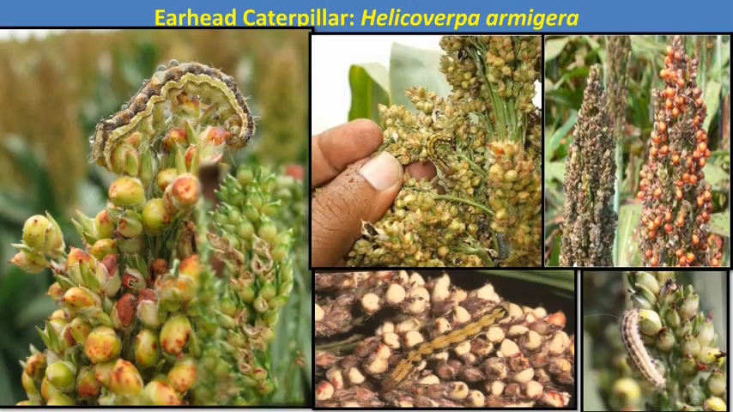Then the next one is the earhead caterpillar. The species is Helicoverpa armigera. Here the caterpillar feeds on the developing grains of the sorghum earheads, causing chaffy grains in the sorghum crop and a direct yield loss.